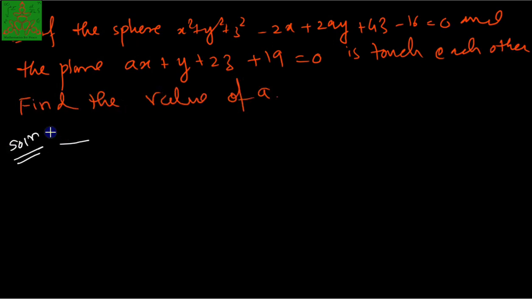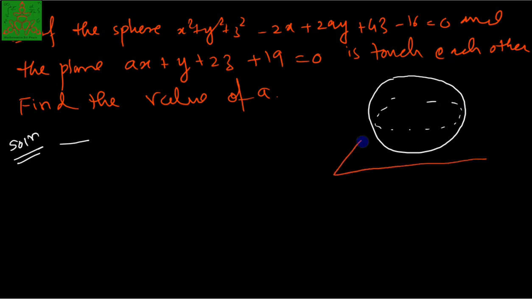What is the situation? They say that this plane and this sphere touch each other. That means the situation is like this. This is the given sphere and this is the given plane. The sphere and the plane touch each other, so this is the point of contact. That means if you draw a perpendicular distance from the center to this plane, it will be exactly the same as the radius. That is the situation we have.